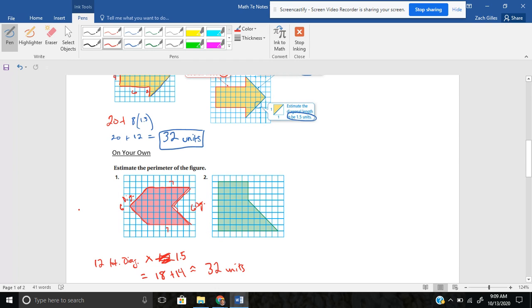Okay, so that's kind of the way you go about finding or estimating the perimeter. For number 2, you should have come out to about 33.5 units.